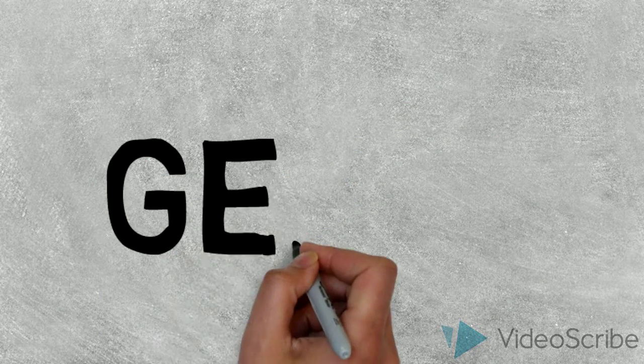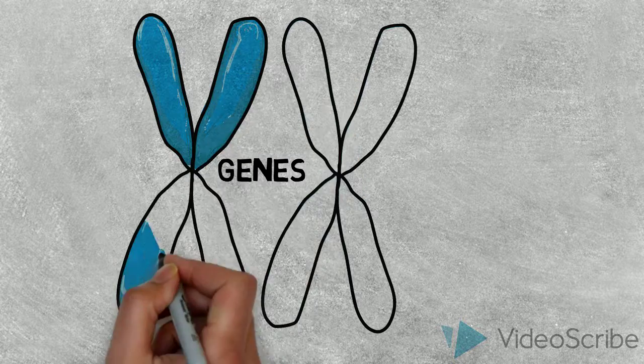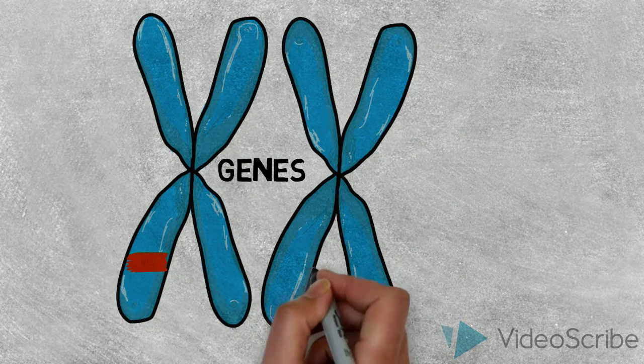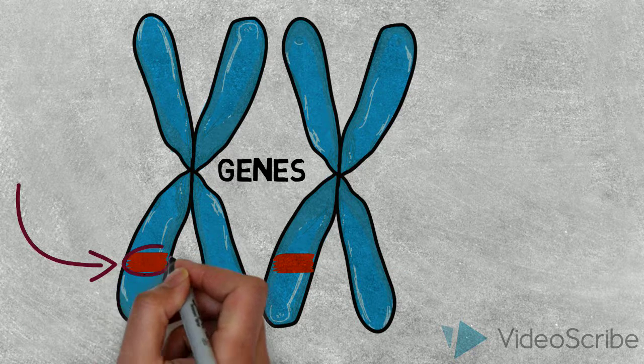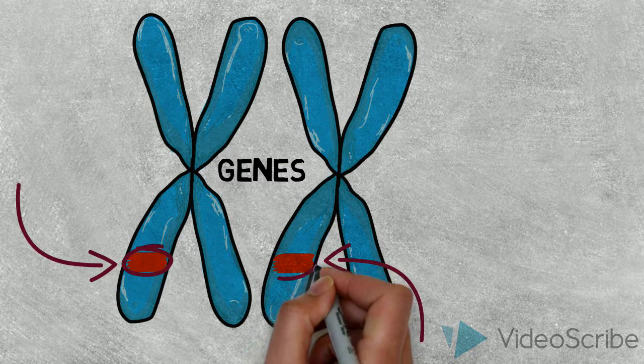A gene is the basic unit for heredity. It is a stretch of DNA on a chromosome that determines a certain trait, such as eye or skin color. We have 2 copies of most genes, one from our father and one from our mother. For the most part, genes are similar between different people, but some differences exist due to mutations, and this is where alleles come into play.